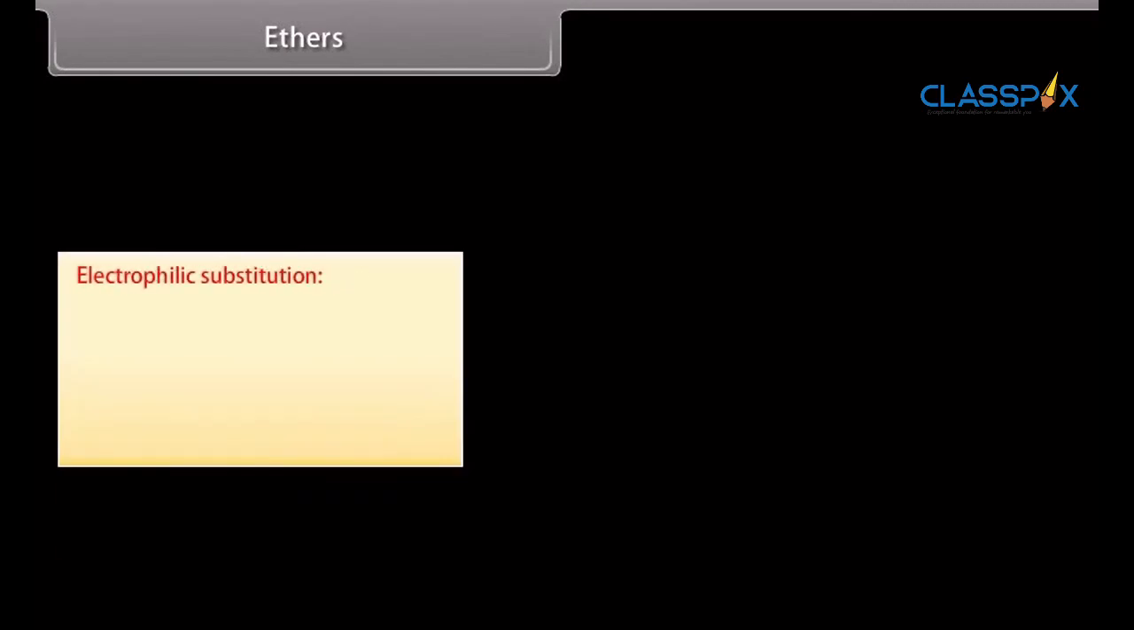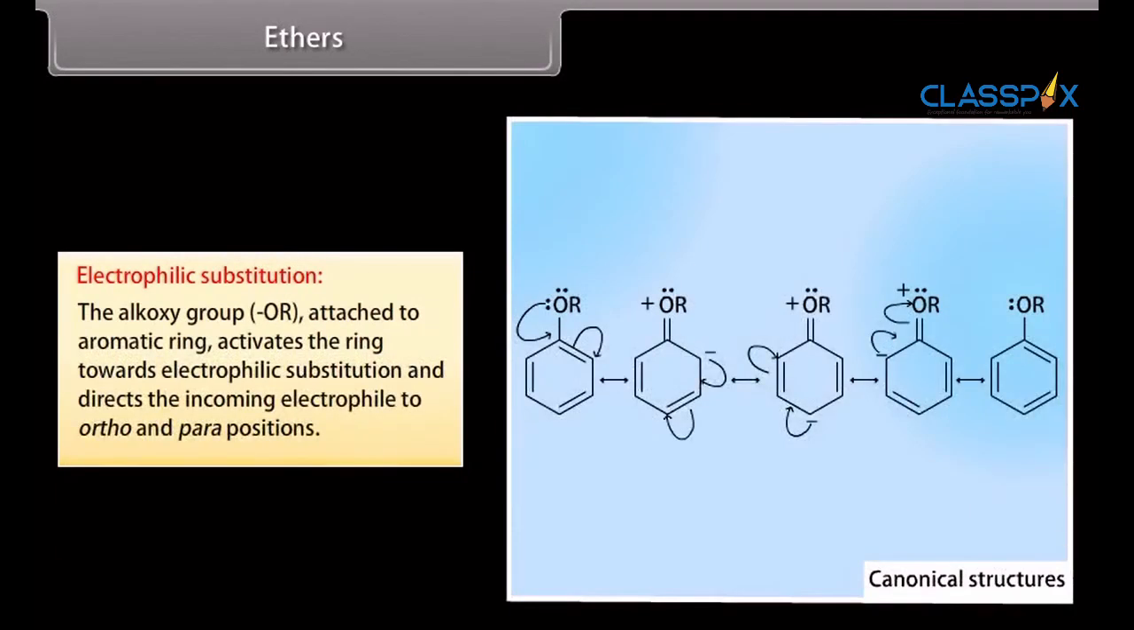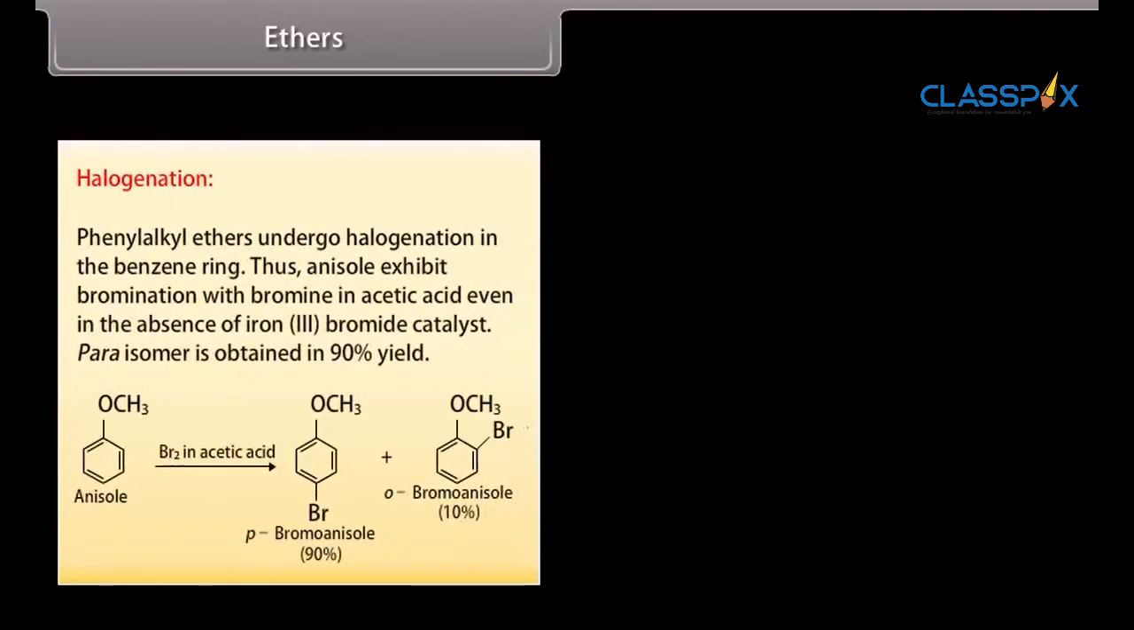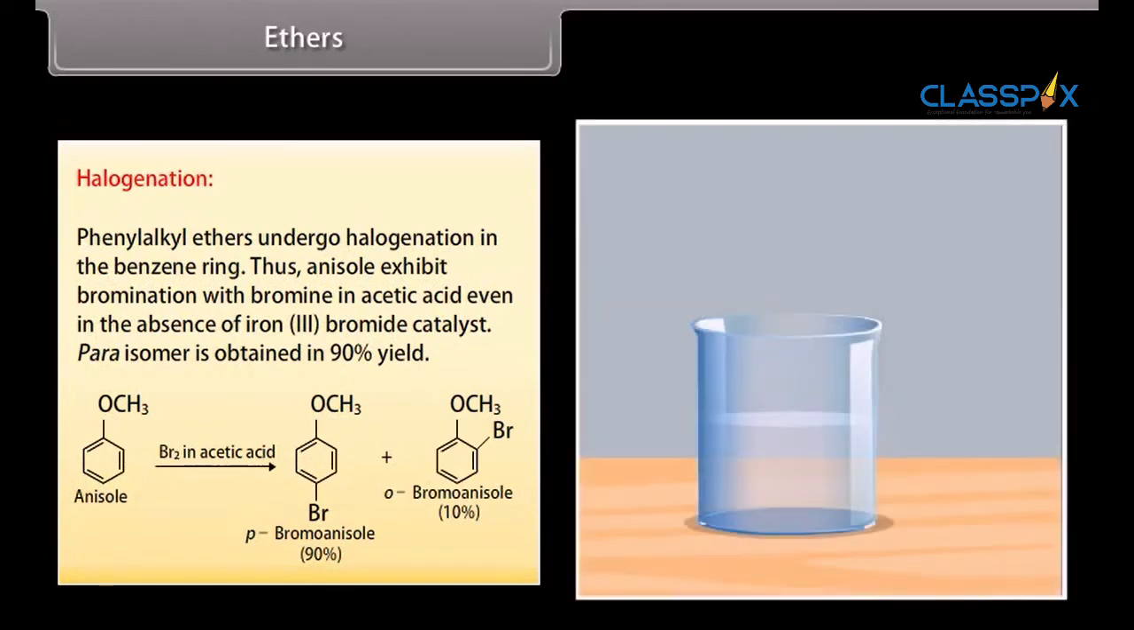Electrophilic substitution. The alkoxy group attached to the aromatic ring activates the ring towards electrophilic substitution and directs the incoming electrophile to ortho and para positions. Halogenation. Phenyl alkyl ethers undergo halogenation in the benzene ring. Thus, anisole exhibits bromination with bromine in acetic acid even in the absence of iron III bromide catalyst. Para isomer is obtained in 90% yield.